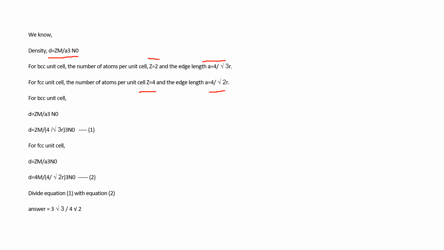So we are calculating density for BCC unit cell, which comes out to be this equation 1, and for FCC unit cell, by taking Z to be 4 and this edge length a to be 4 by root 2 R, we are getting D to be like this, equation 2. So when we divide equation 1 with equation 2, we will get the answer to be 3 root 3 by 4 root 2. So answer is option 1.